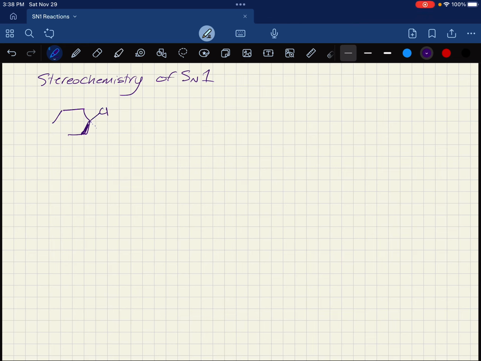Put something with a simple leaving group, and then maybe our nucleophile might be water or something like that. Okay, so this is our overall reaction that I'm drawing here. And what I'm going to do is go in and work through the mechanism of this reaction.